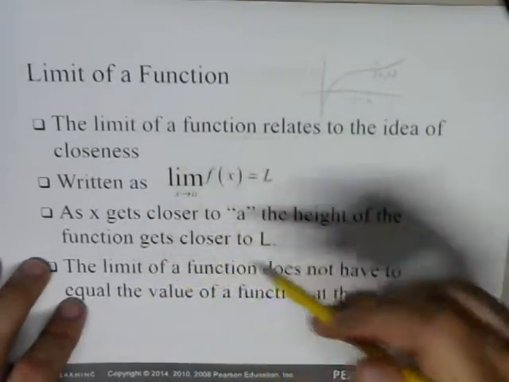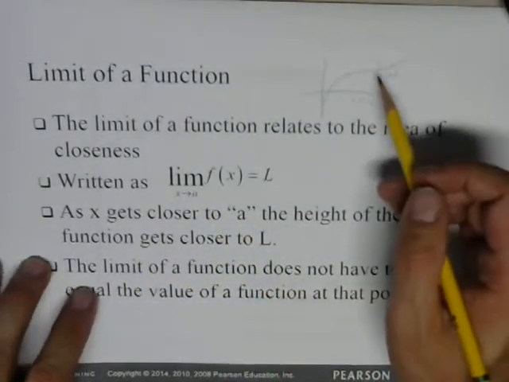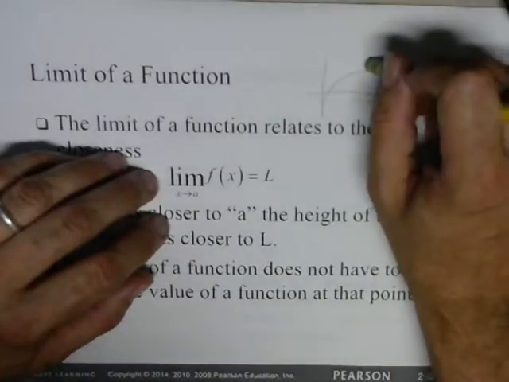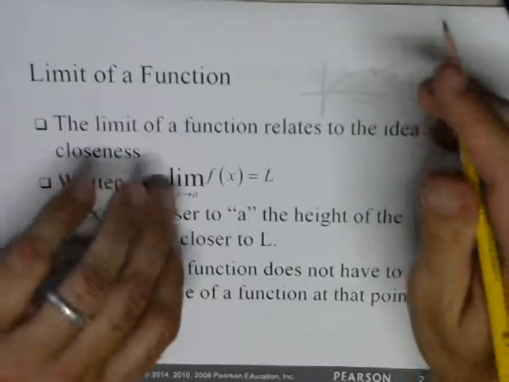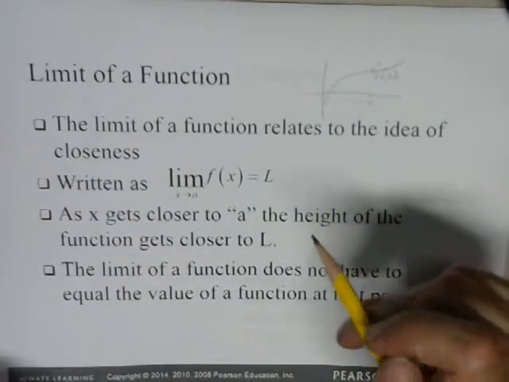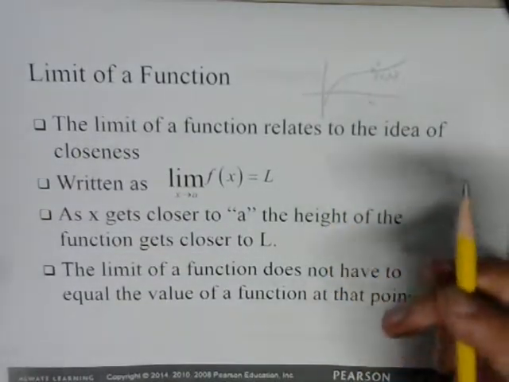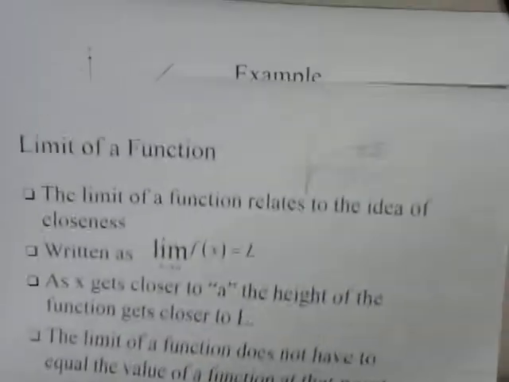One thing to mention here is the limit of a function does not have to actually equal the value of L at the point. It just has to get closer there. So it may be that the function is even undefined at a, right? What we're looking at is what is the behavior as we get closer and closer to a? What does it look like the height of the function is approaching?